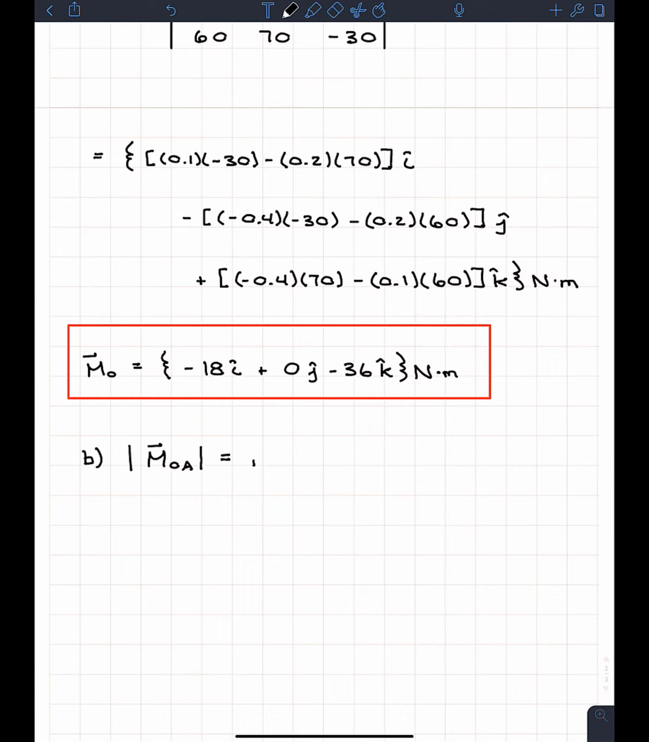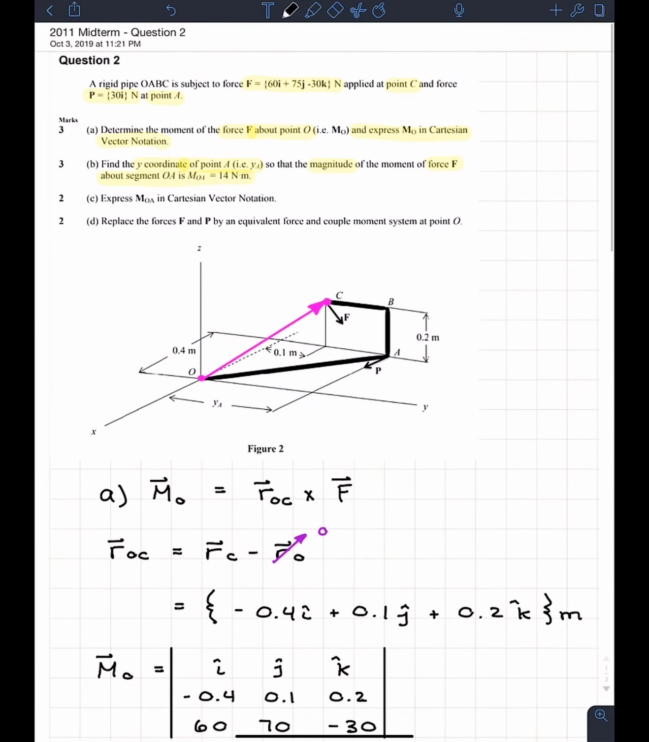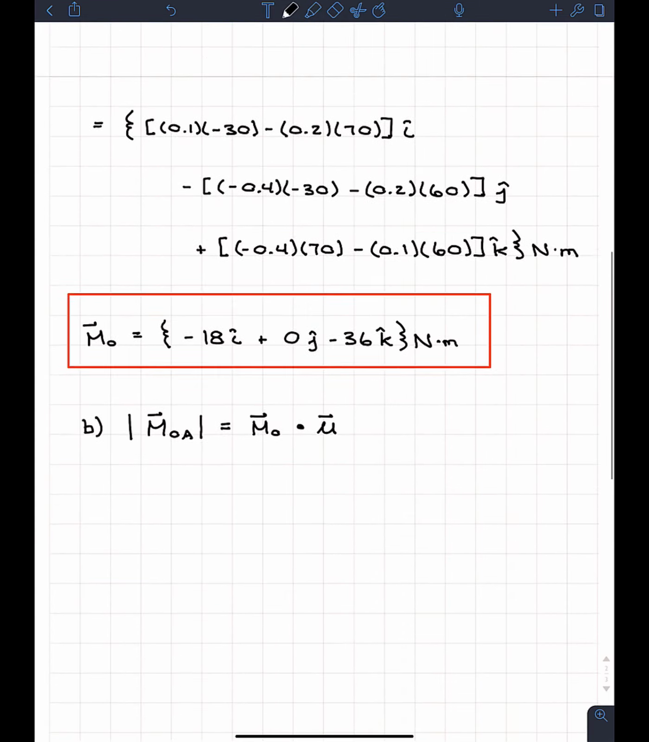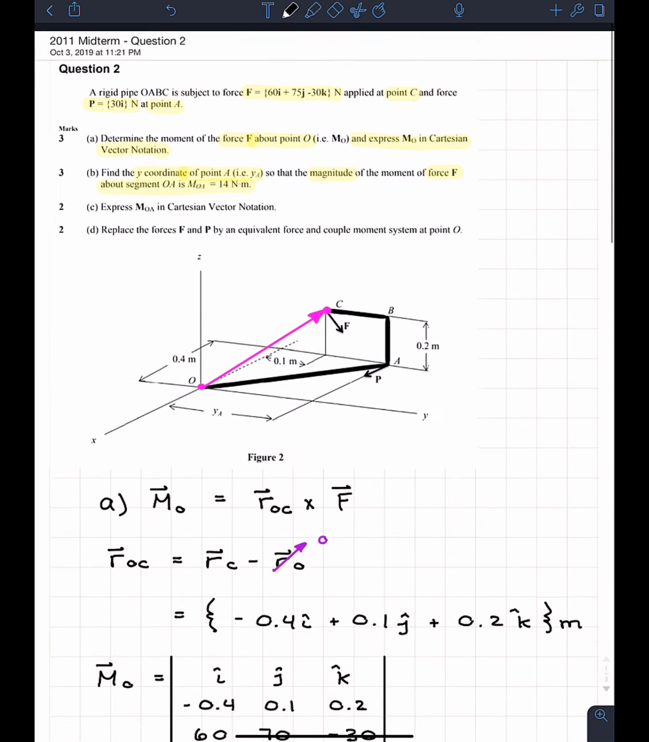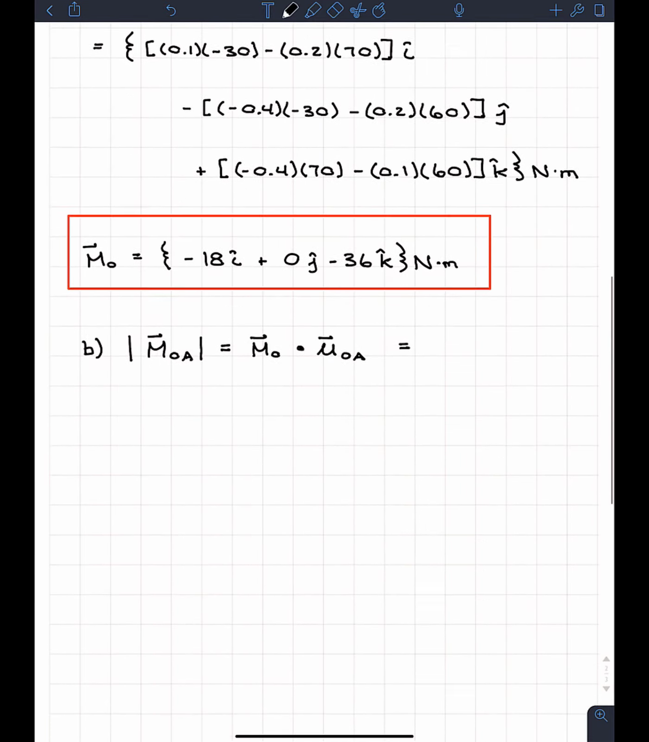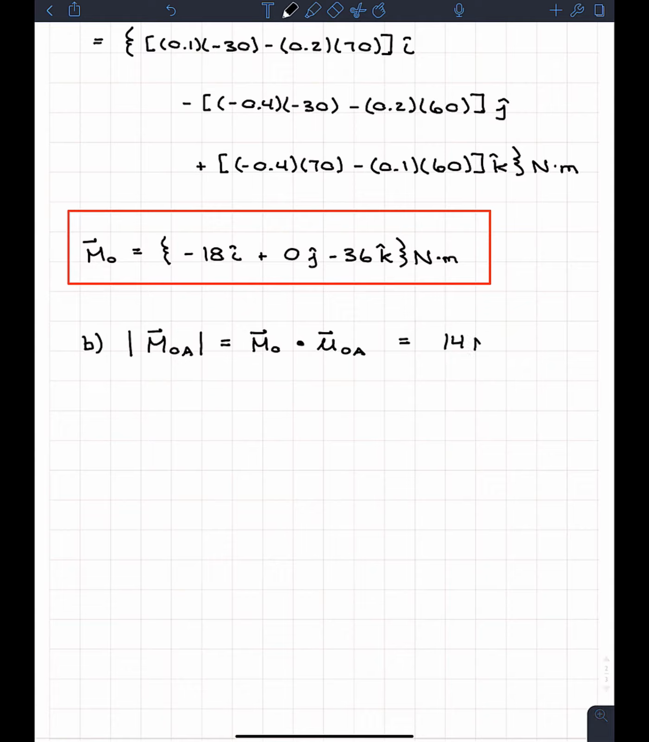We're going to go MO, and we're going to dot it with the direction of the axis that we want to project it onto. In this case, it's OA, so it's going to be the unit vector of OA. We know MO. The only thing we're missing is the unit vector OA. And we already know that this whole equation is going to be equal to 14 newton meters. So it's a hint that the coordinate point we're going to find will be nested somewhere in the unit vector. Let's figure that out real quick.